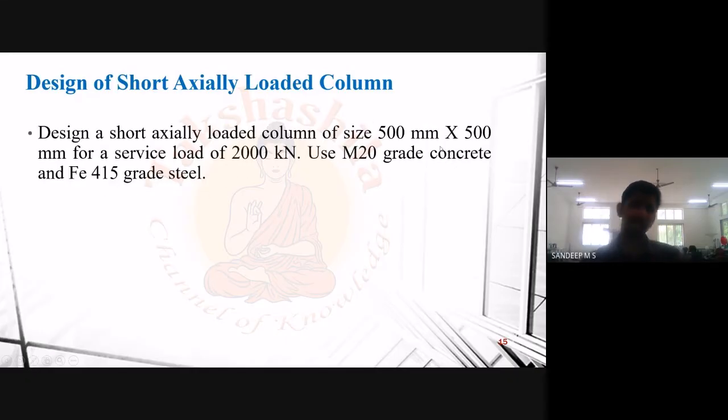So the cross section is given to you, but the steel that should be provided is not mentioned. Instead, they have mentioned that we have to use this column to carry a service load of 2000 kilonewton, and the grade of concrete and steel is given. Now let's see how to find out the area of steel.